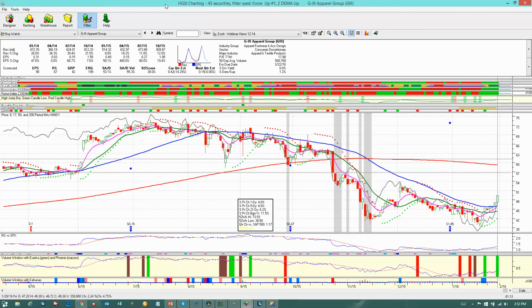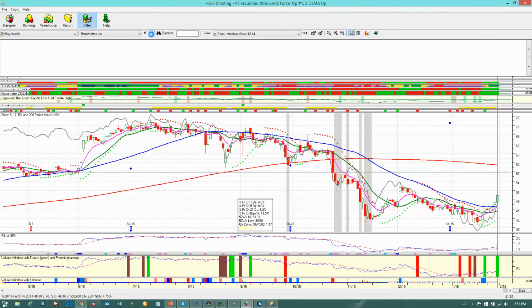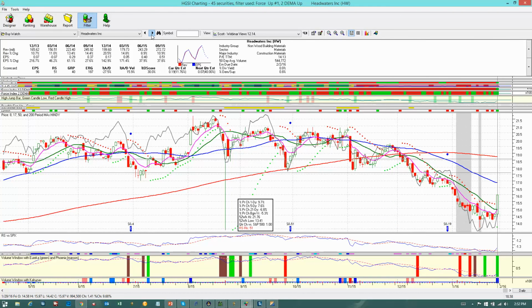G3, this is a bottom fishing apparel stock. Wasn't my final choice, but as I said, there were a lot of apparel stocks that made my list. Headwaters is a building material stock. Deep pullback like .com. Bounced hard on Friday with a kahuna and a mobile breakout.